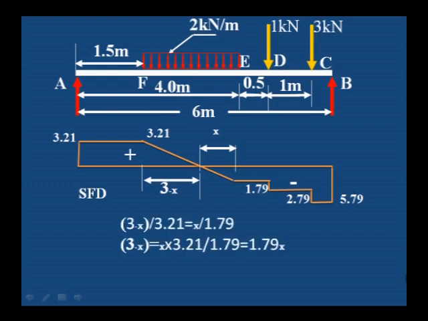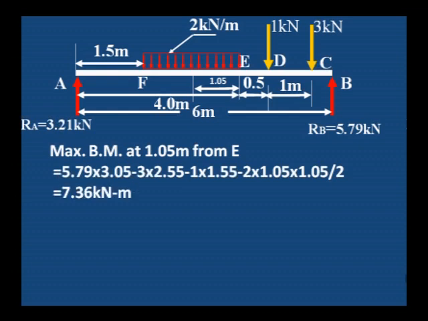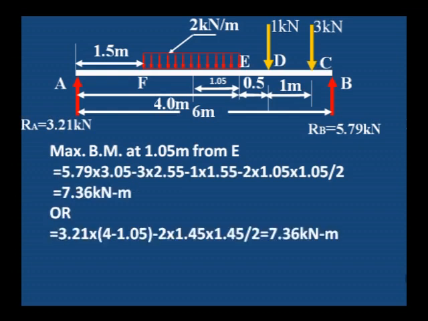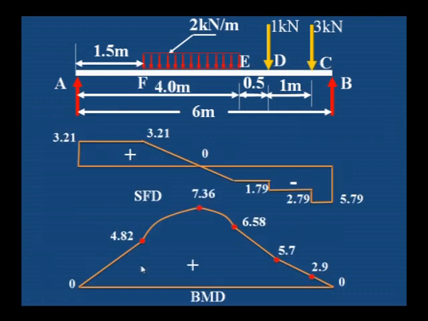Then you have to calculate the x value. After calculating x, you can calculate the maximum bending moment at the point where it changes its sign. Okay, you can take the moment from the right or the left, we will get the same value. This is the maximum bending moment, 7.36.